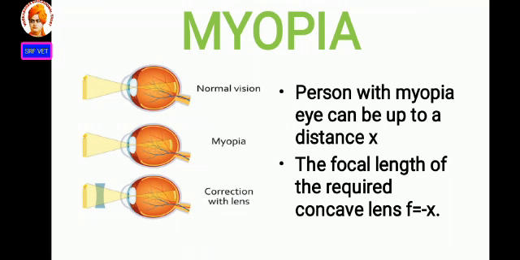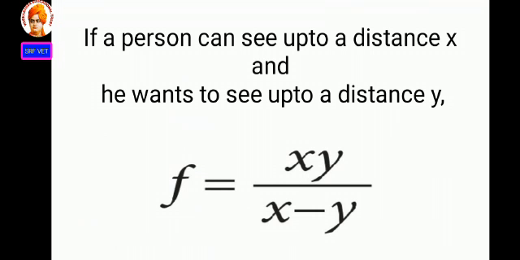Look at the picture. The first one is normal vision. The image is formed on the retina. The second one, the myopia defective eye. The image is formed in front of the retina. So, the third one is the corrected one. We have to use the concave lens. Okay, one more point. If a person can see up to a distance x, the focal length f is equal to minus x.